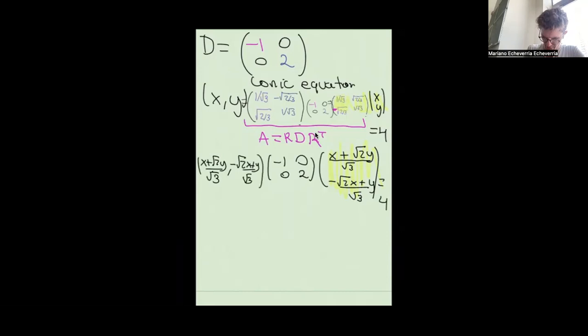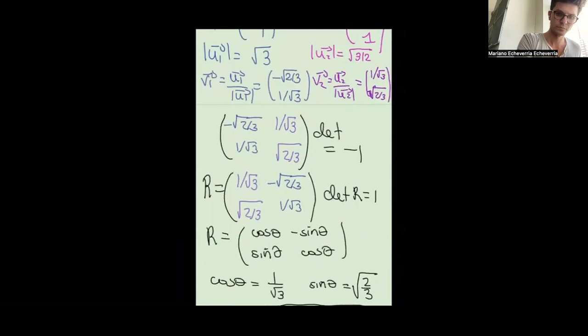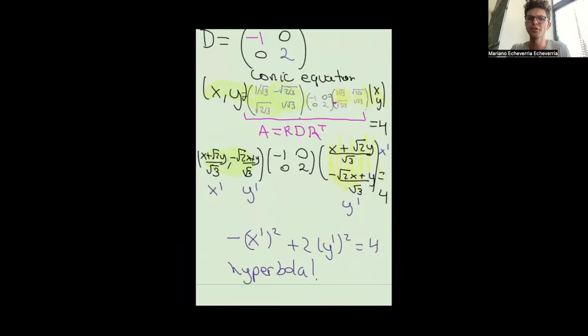Okay, so this one becomes that one. Is that making sense? And what I'm saying is that these two entries are the things that we call x prime, y prime. So this is x prime, y prime, x prime, y prime. So at the end of the day, this just becomes minus x prime squared plus 2y prime squared equals 4. And that's a hyperbola. Is that okay? I'm about to show you how it looks on GeoGebra.